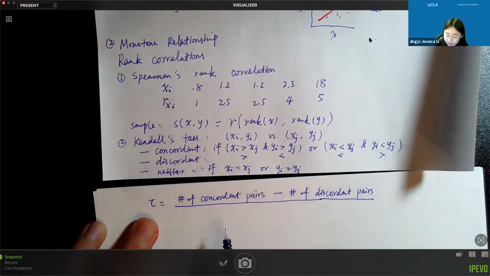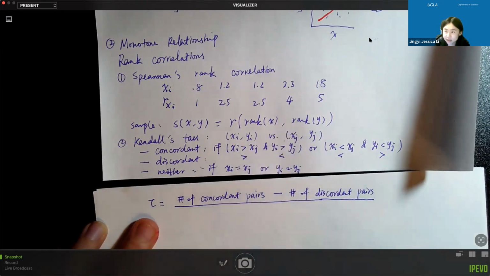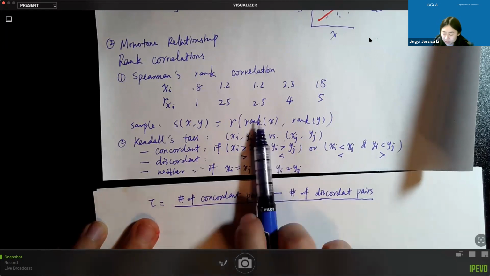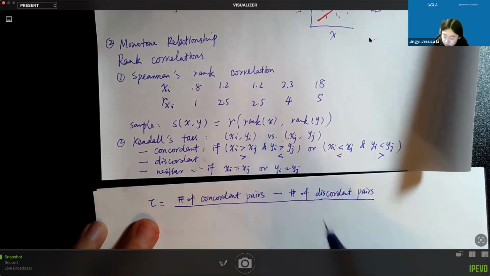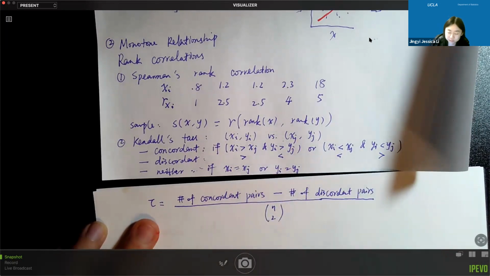And the denominator is what? It is the total number of pairs. Let's say in the very extreme case, all the pairs are discordant with each other. Then how many concordant pairs would I have? It's actually n choose 2, because we have n pairs, I go from 1 to n. So it's n choose 2. That will be the denominator, the total number of pairs.